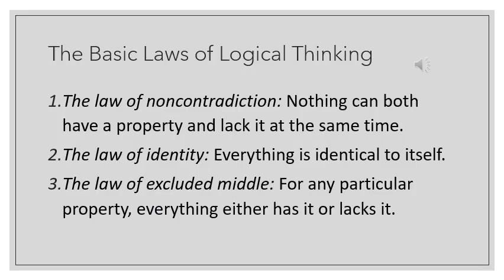Now, the basic laws of logical thinking are threefold, and they were introduced initially by Aristotle, a great philosopher of antiquity. First, we have the law of non-contradiction, which says that nothing can both have a property and lack that property at the same time. Second, we have the law of identity, which says that everything is self-identical, or identical with itself. And finally, the law of excluded middle, which says that for any particular property, everything either has that property or lacks that property.